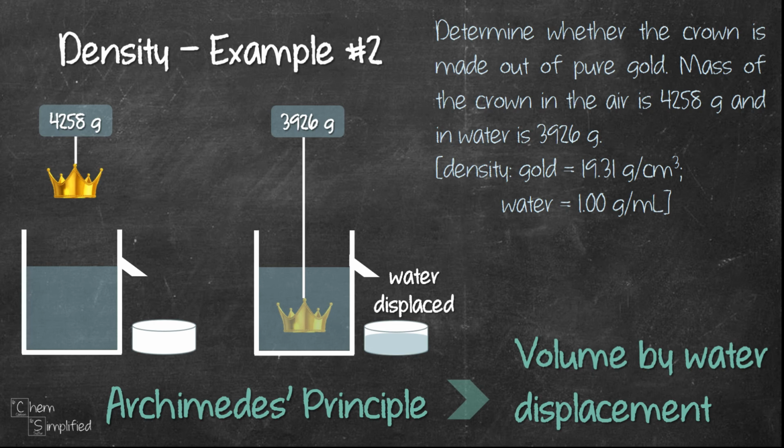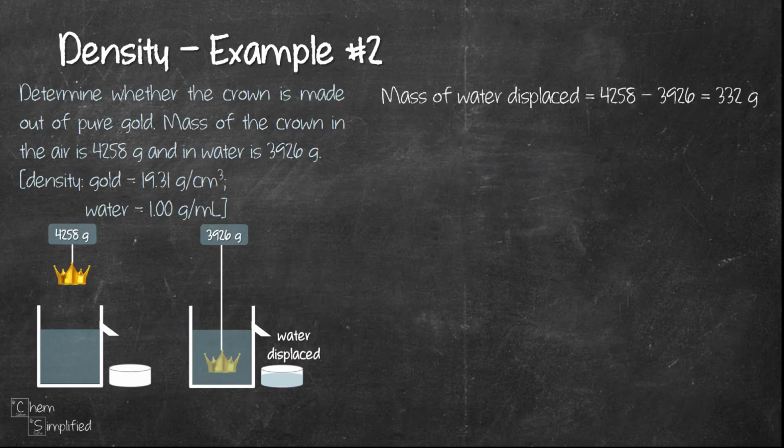So let's see how we're going to figure out the volume of our crown this way. We start off by subtracting the two masses that were given. That will help us figure out the mass of the water displaced. So the mass of the crown in the air is 4258 minus the mass of the crown in water, which is 3926.